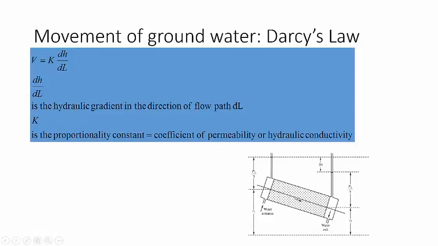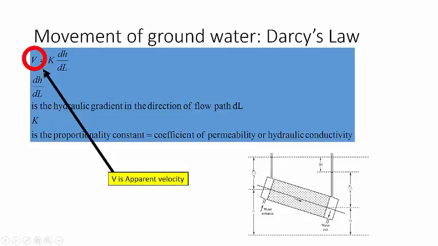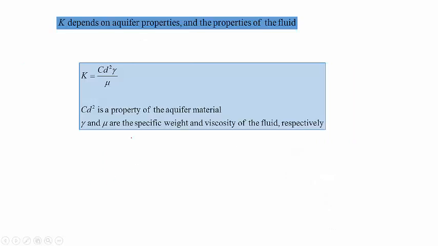Okay, so let's review some concepts here. Darcy's law. Remember, we talked about Darcy's law, which tells you that the velocity across a soil is going to be dependent on the hydraulic gradient, dH, in the direction of the flow path dl. So dH over dl, and K is the proportionality constant, which is the coefficient of permeability, or also called hydraulic permeability. So this velocity here is what we call the apparent velocity. It's not the true velocity.